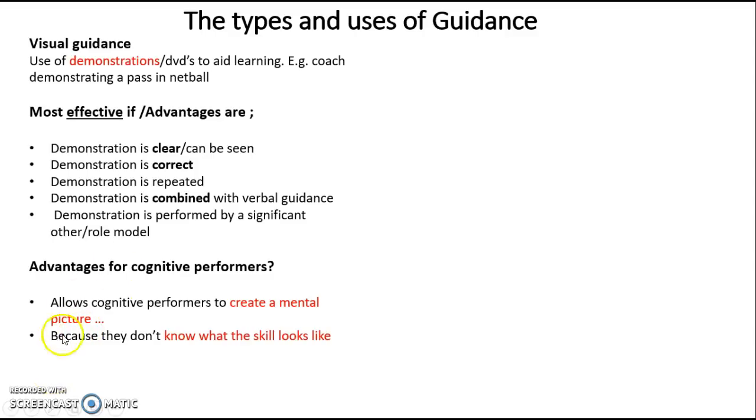So think about the disadvantages. It goes back up to here. Okay, absolutely vital that this demonstration is correct. So, the disadvantages are that if the demonstration is incorrect, it can lead to lifelong poor technique.